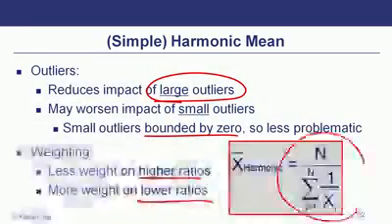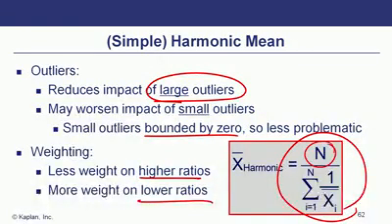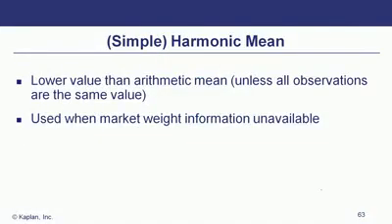And here's the formula for the harmonic mean. The number of observations is at the top, and then the values are 1 over each observation. You add up all of the values, each as 1 over the particular observation. The simple harmonic mean is typically a lower value than the arithmetic mean, unless all the observations are the same value. It's used when market weight information is unavailable, because otherwise your weighted harmonic mean may be a more indicative measure. So let's take a look at the weighted harmonic mean.